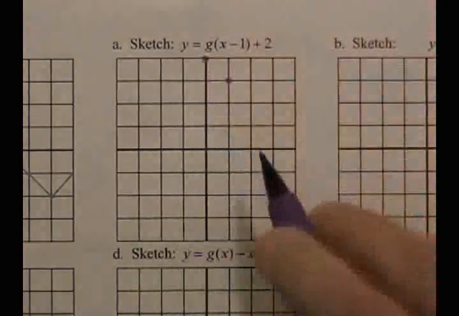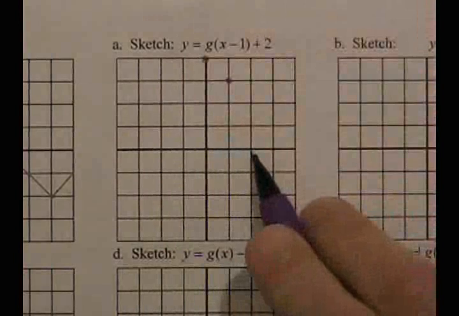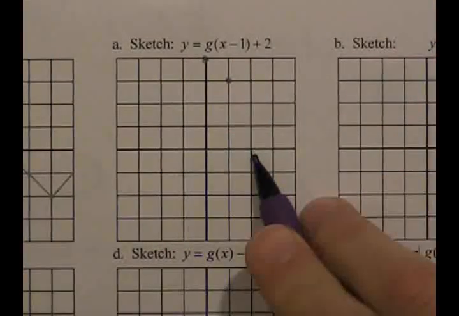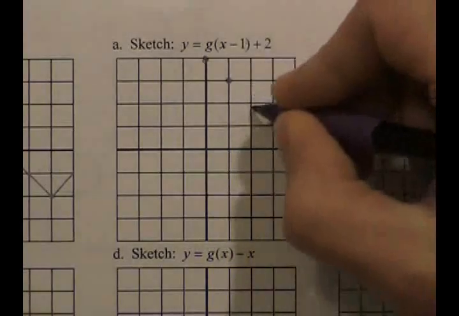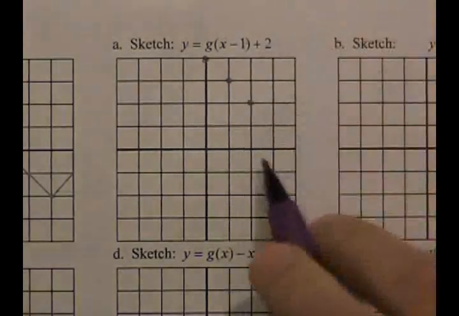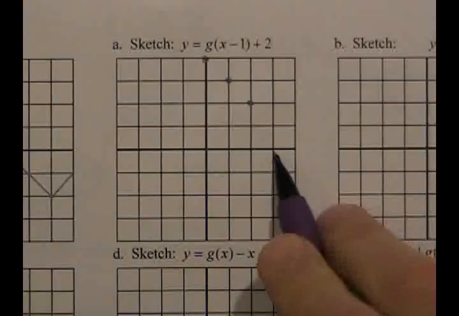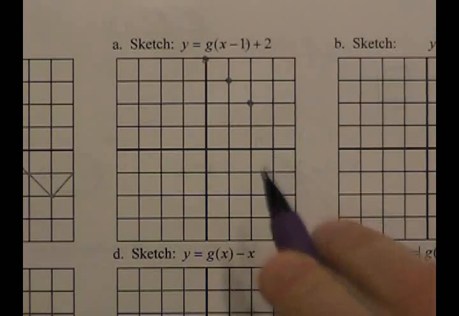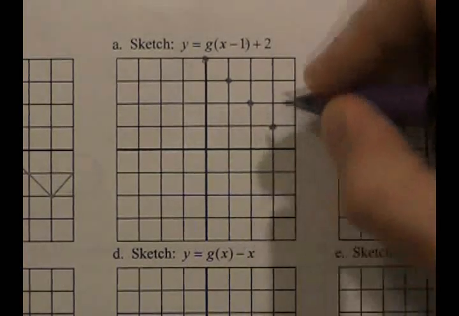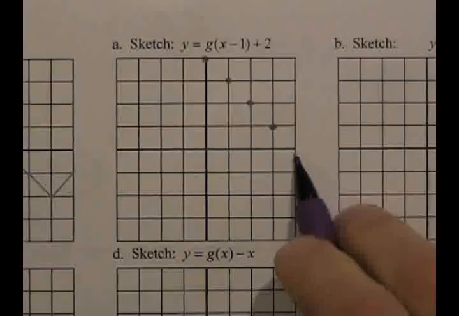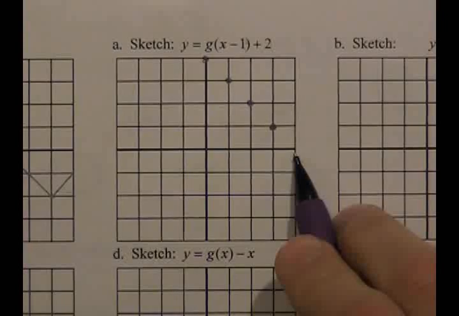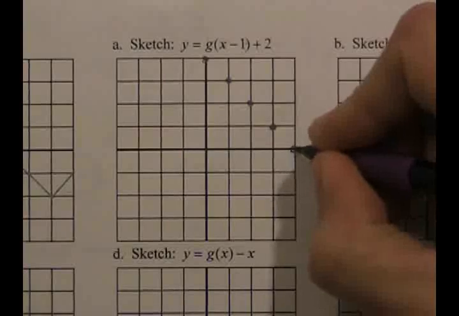Plot that. And then I'll plug in 2. 2 minus 1 is 1. G of 1 is 0. 0 plus 2 is 2. And then I'll try 3. 3 minus 1 is 2. G of 2 is negative 1. Negative 1 plus 2 is positive 1. I'll do 4. 4 minus 1 is 3. G of 3 is minus 2. Minus 2 plus 2 is 0.